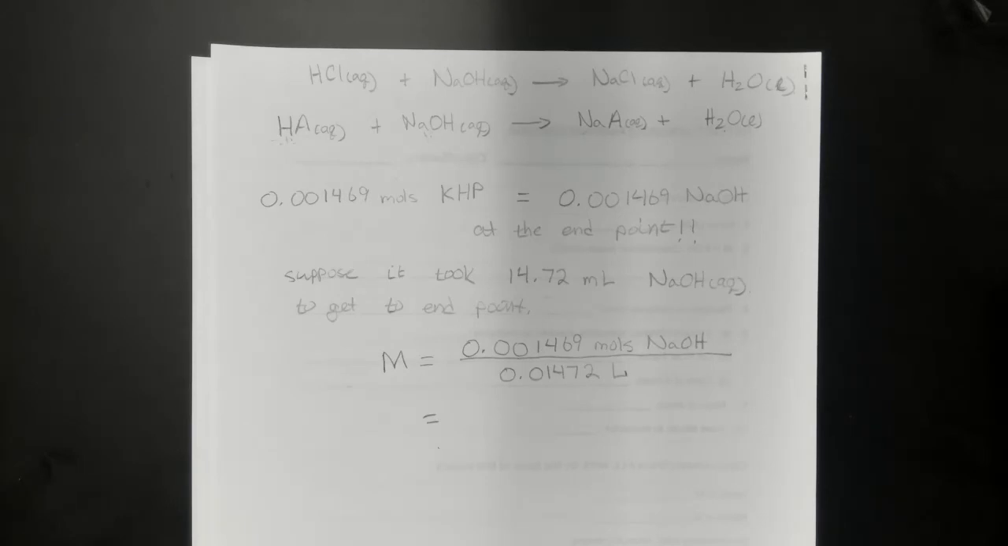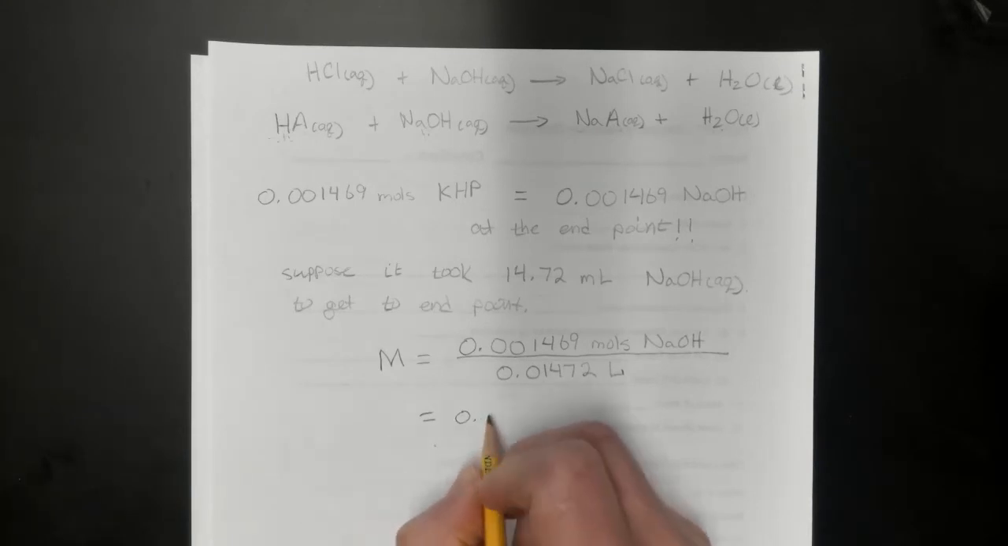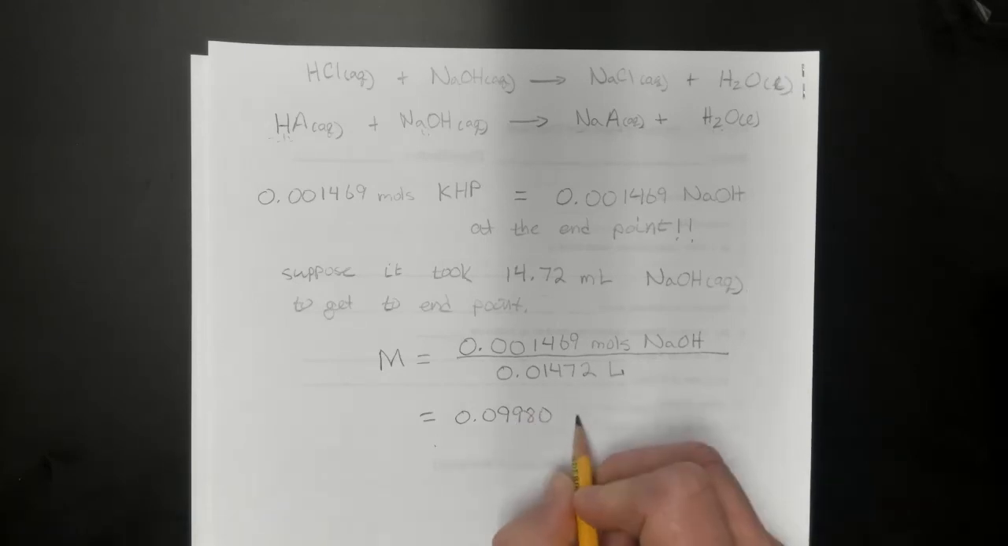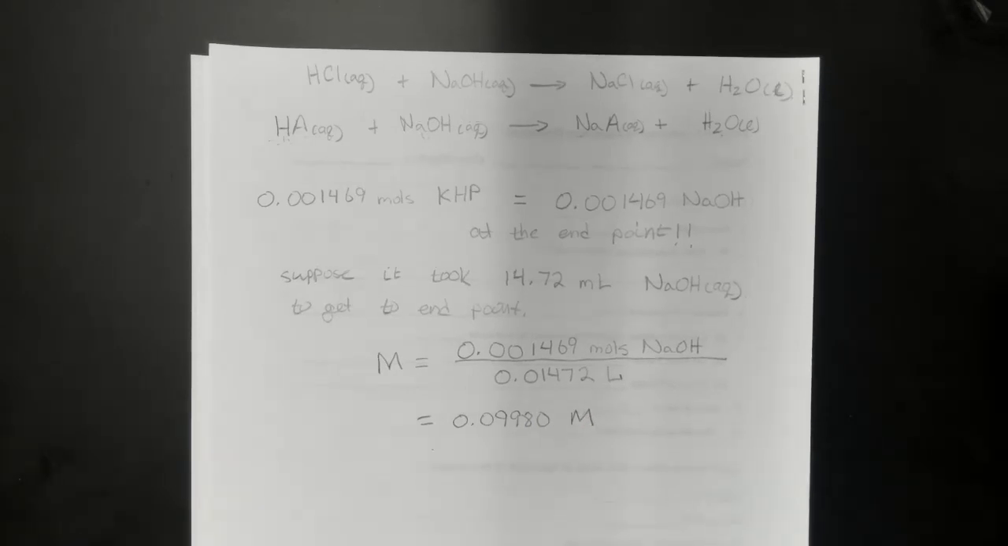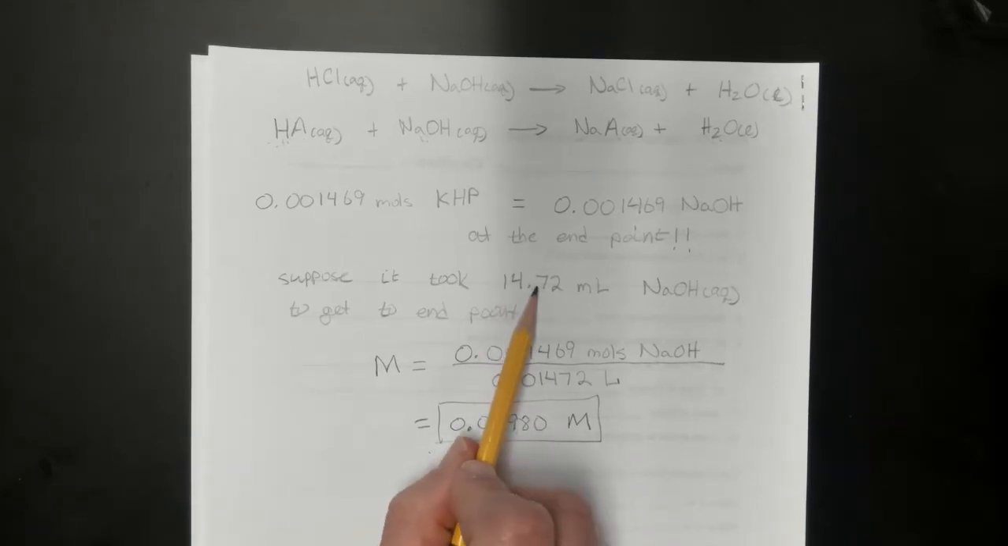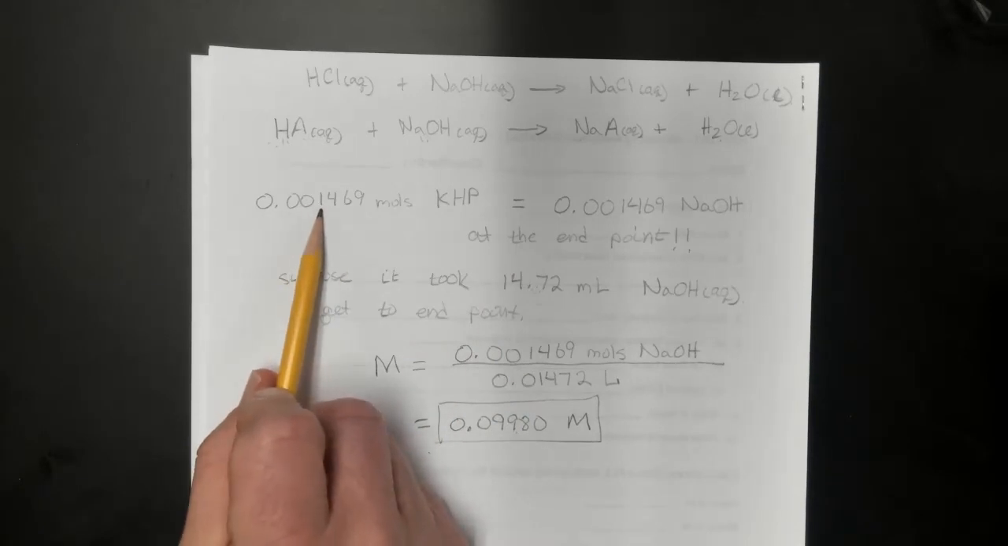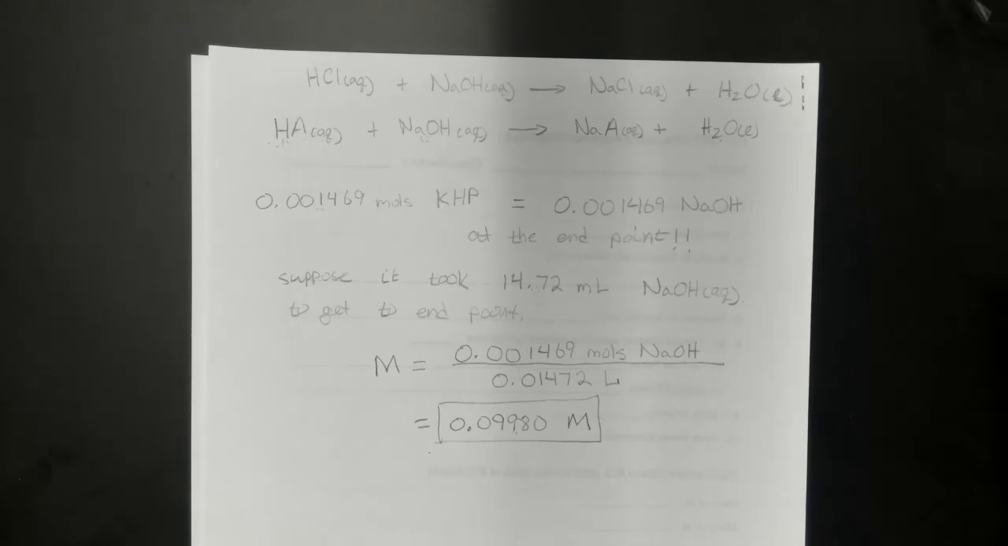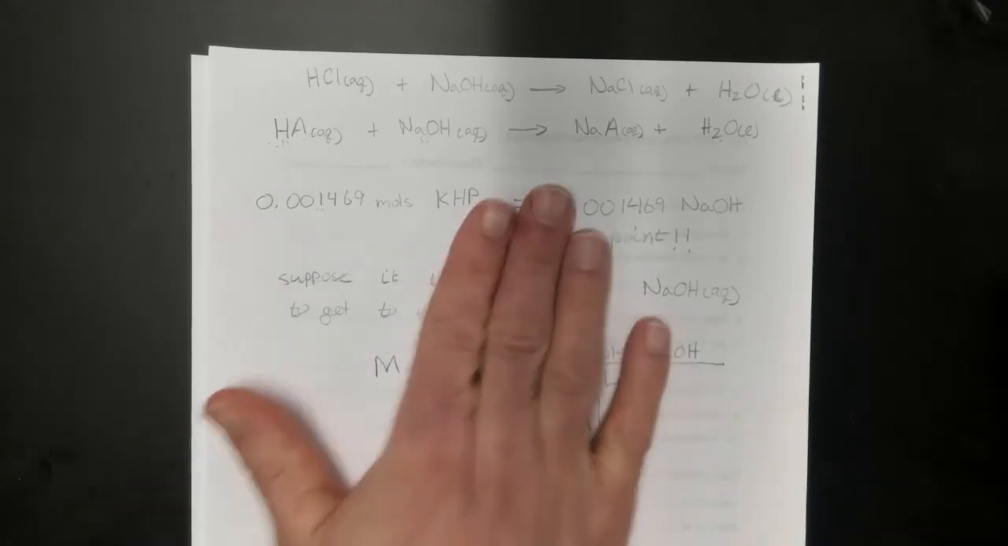So I'll do that, 0.001469 divided by 0.01472. All right, so 0.09980 molar. A lot of times we call molarity molar. But again, this is moles per liter. So this is the concentration of the sodium hydroxide that we added to reach the end point, that we added to reach the equivalent amount of moles of KHP originally present.